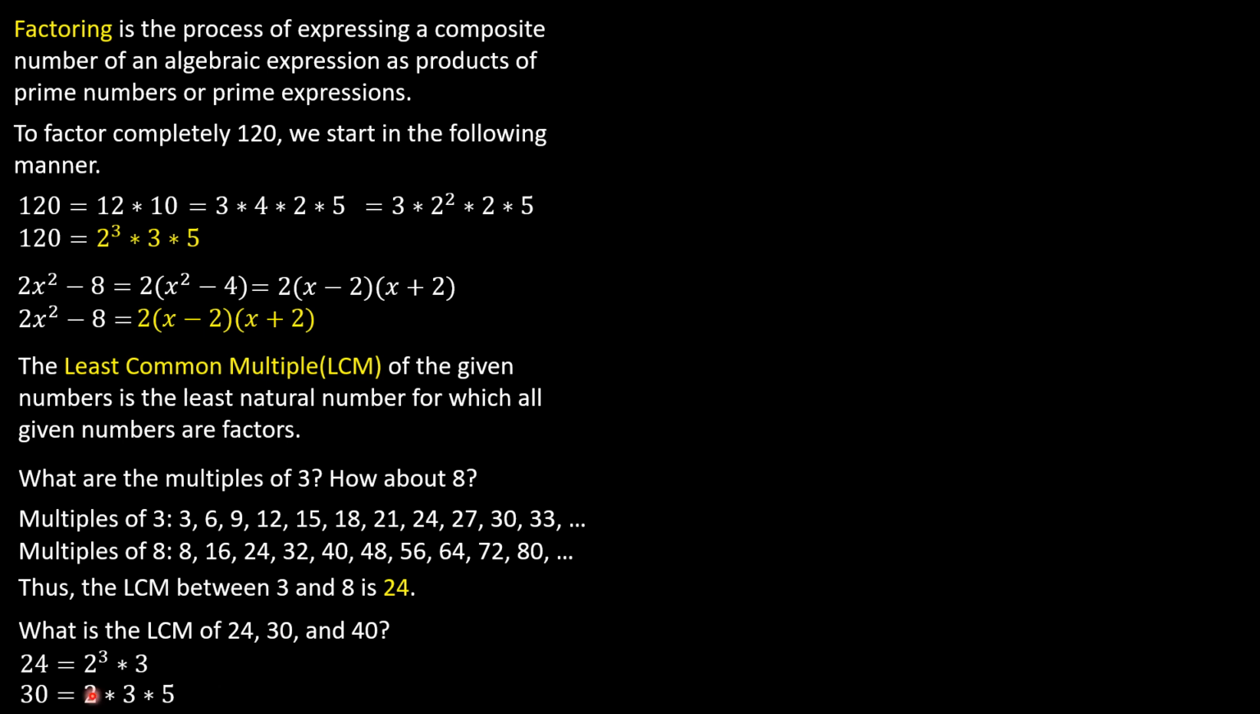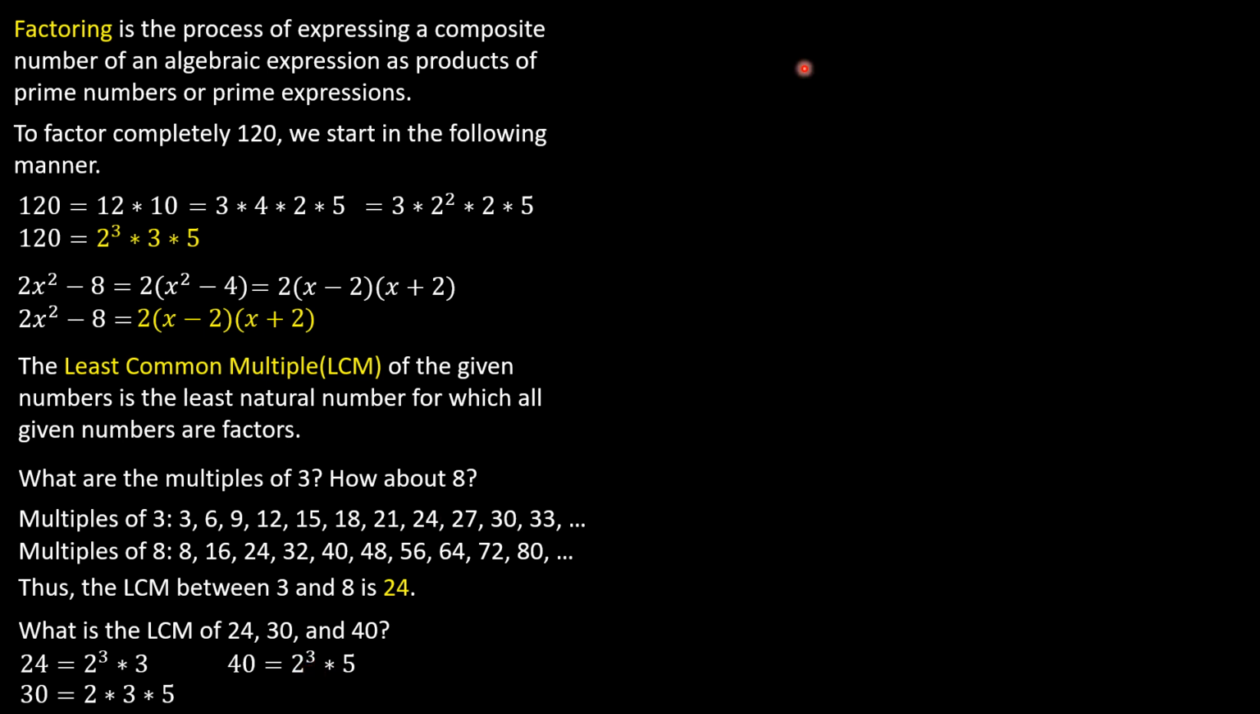So notice that the factors are prime numbers. If there is a factor that is not a prime number, then it is not the complete factored form. We must express the number as product of prime numbers only. 40 is 8 times 5, so 8 is 2 cubed times 5. 2 and 5 are prime numbers.